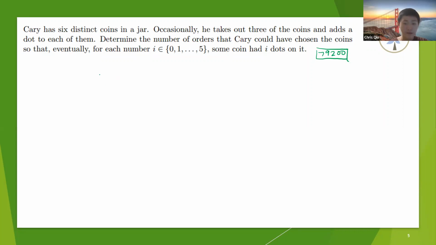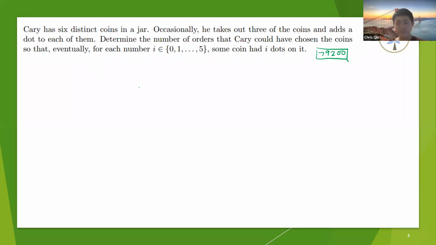So first of all, in the way the problem is stated, we don't really know which coin has 0 dots or which coin has 1 dot, 2 dots, and so on. So we're going to first order the coins. Let's just say that the first coin is the one that has 0 dots on it. The second coin is the one that has 1 dot on it, and so on and so forth until the sixth coin is the coin that has 5 dots on it.